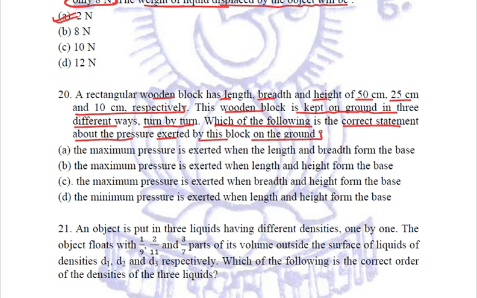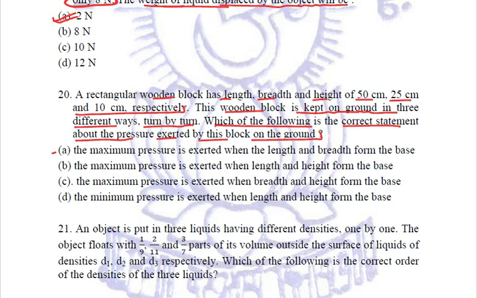Now for this, first of all, we need to relate the concept that pressure is inversely proportional to area. So if the area is more, the pressure exerted will be less. How to calculate area? Because it is a rectangular wooden block, it will be length into breadth. Now let us see the options.